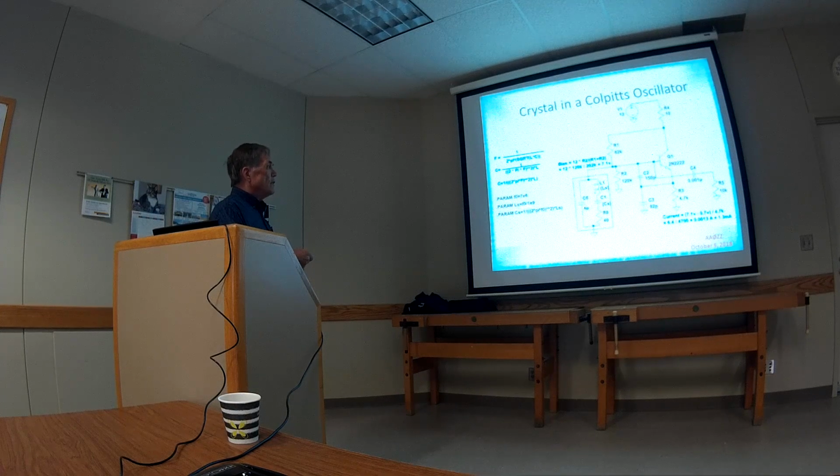LS is F0 over 1e9. What's F0? F0 is 7e6, or 7 megahertz. 1e9 is an approximation for a 7 megahertz crystal. We just know that it's about 1e9. This isn't going to be a perfect model, but it's going to be close.